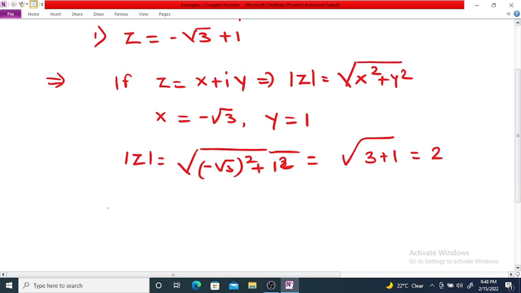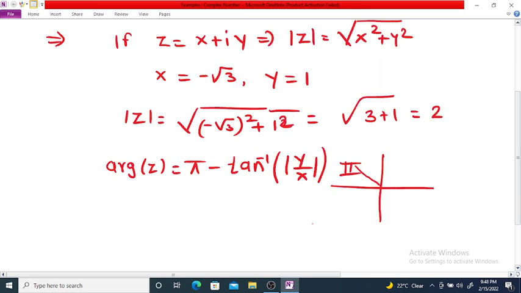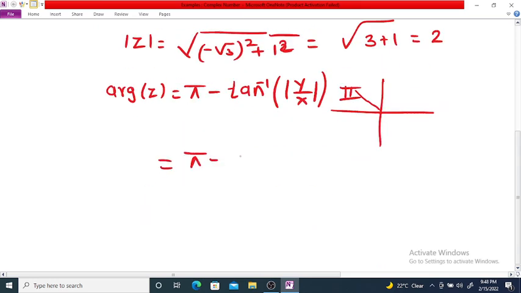Next, the argument of z is equal to tan inverse of, now this complex number lies where x is negative and y is positive, so it lies in the second quadrant. So here the argument of z, principal argument, is equal to pi minus tan inverse of mod of y by x. Here y is 1 and x is minus square root of 3. So this is 1 by root 3, which is equal to pi minus pi by 6.